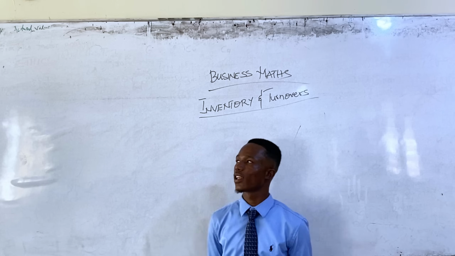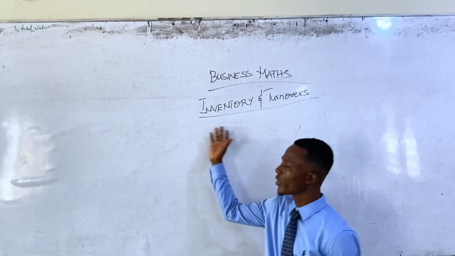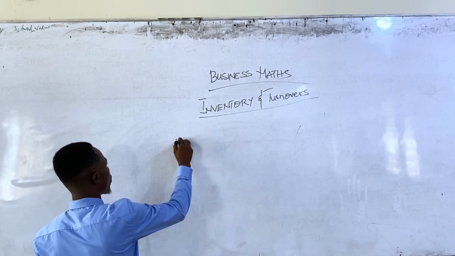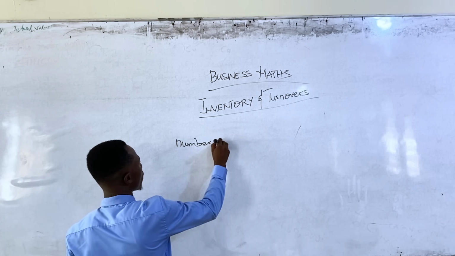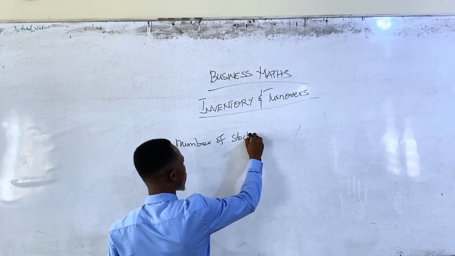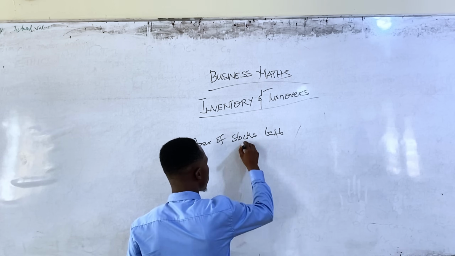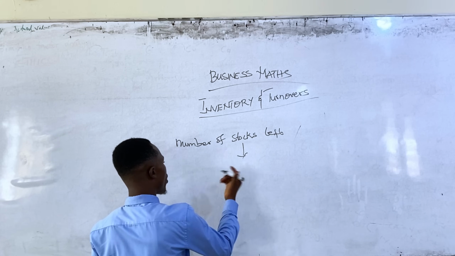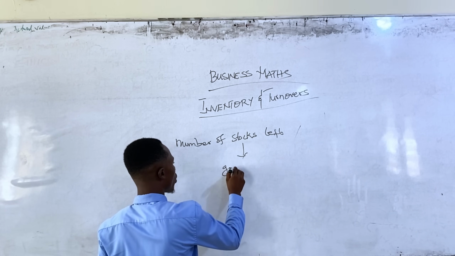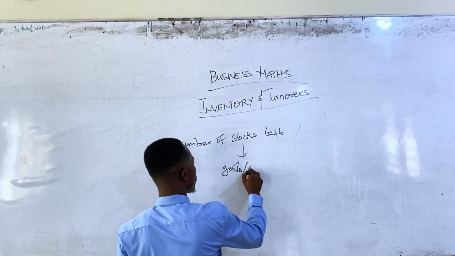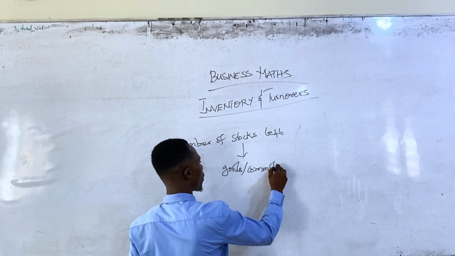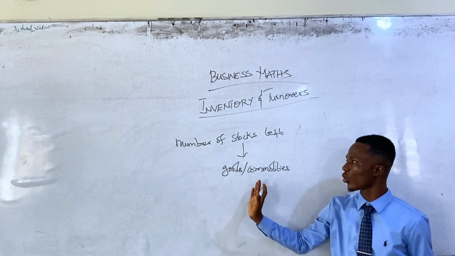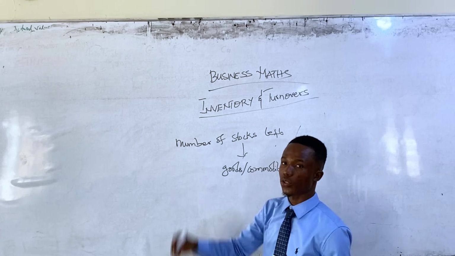Okay, so before then, let's look at what inventory means. When we say inventory, we are talking about the number of stocks left. When we say stocks, what does it mean? We are talking about the number of our goods or commodities left, right? So the number of stocks, goods or commodities left, that is what we term as inventory.